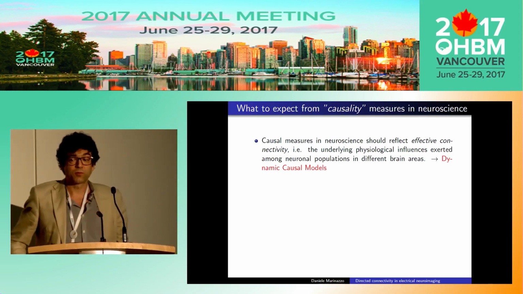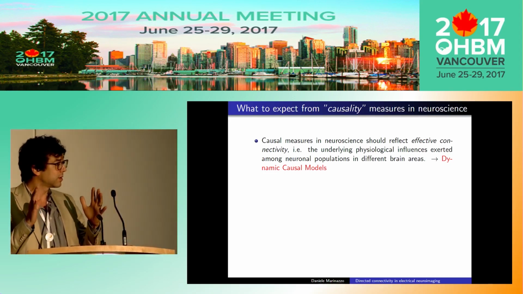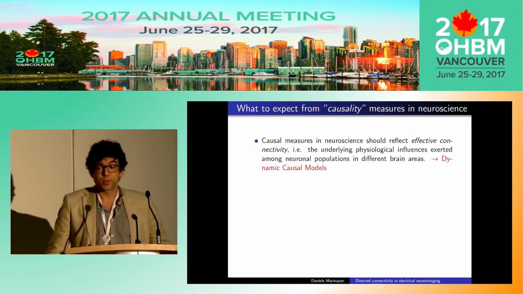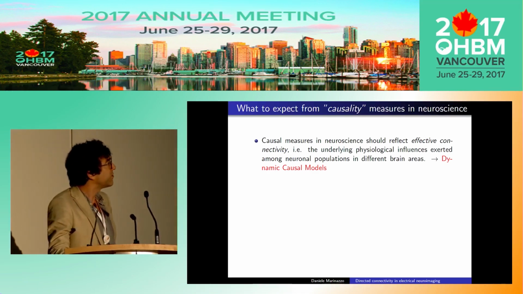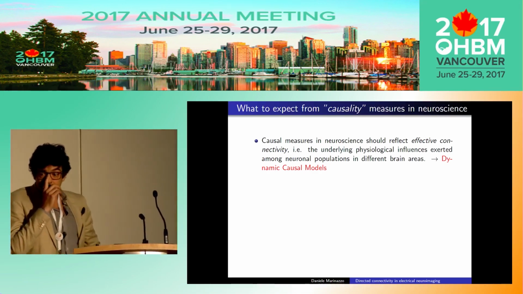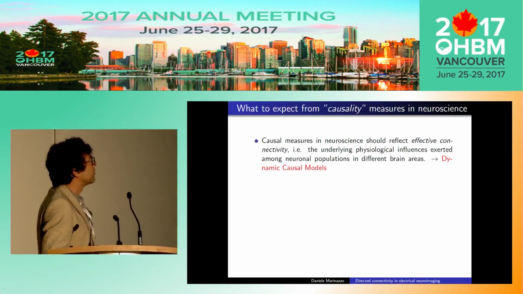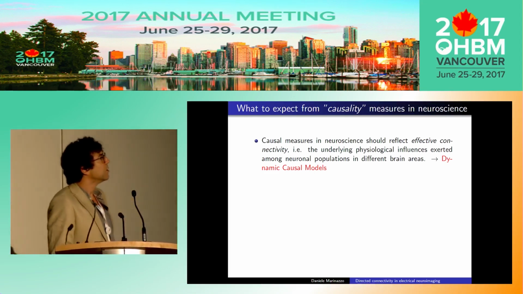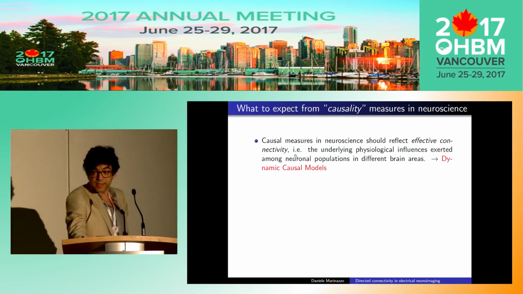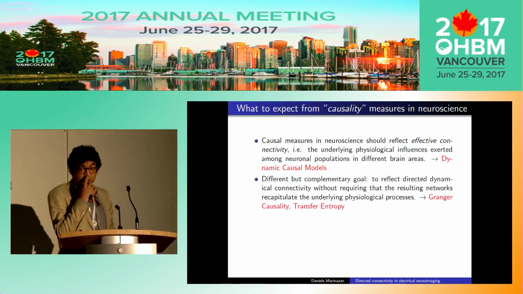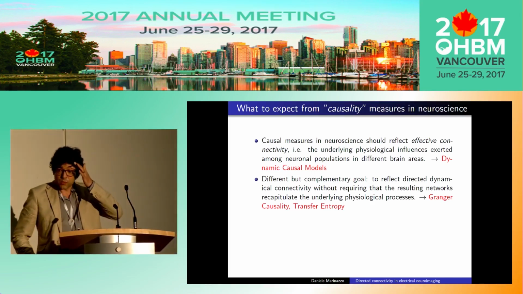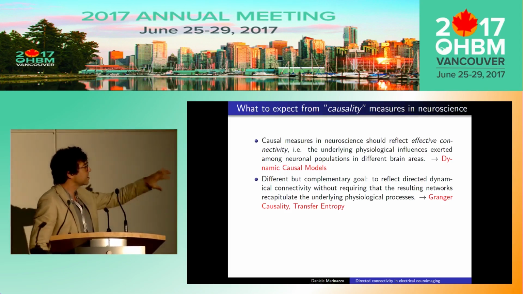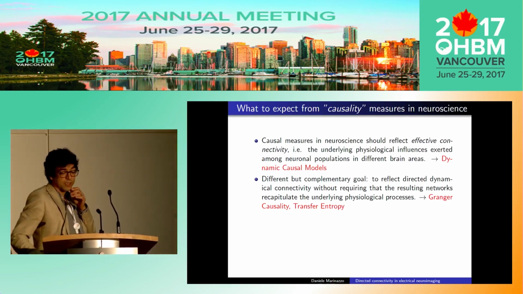So what can we expect from a causality measure in neuroscience? Two families of things. The first one is a view according to which causal measures in neuroscience should reflect the so-called effective connectivity. That is, the underlying physiological influences exerted among neural populations. So this is the typical Karl Friston view and also language, which speaks of dynamical causal modeling. Then we can have a different but complementary goal, that is to reflect dynamical connectivity without requiring that the resulting networks recapitulate the underlying physiological process. And this is the philosophy behind Granger causality and transfer entropy.